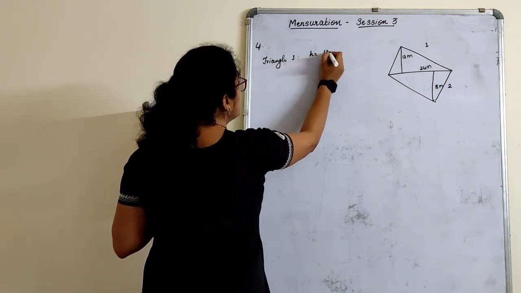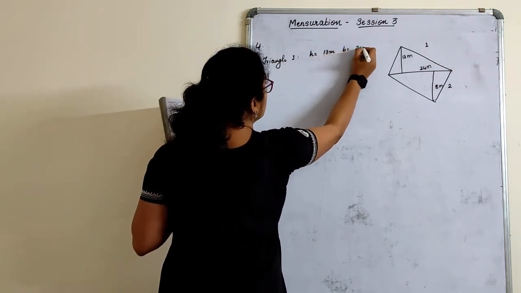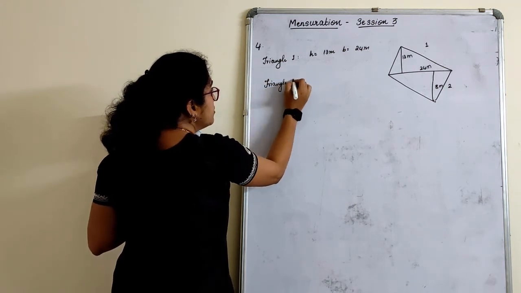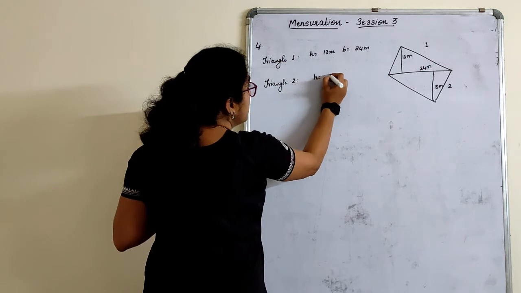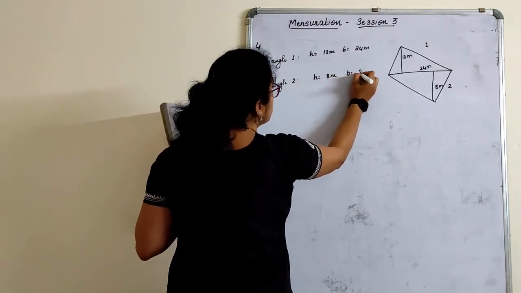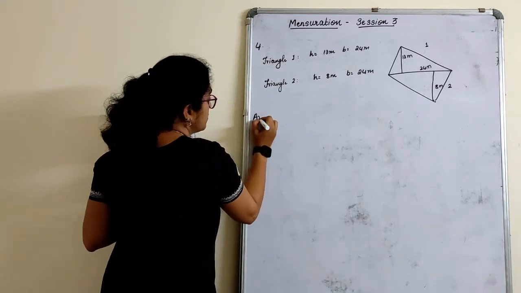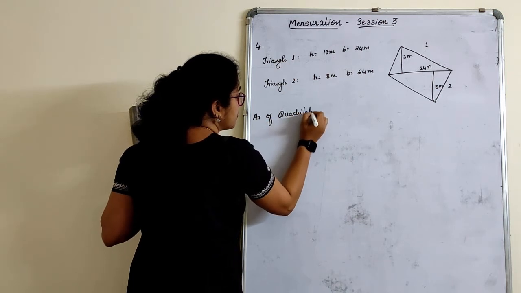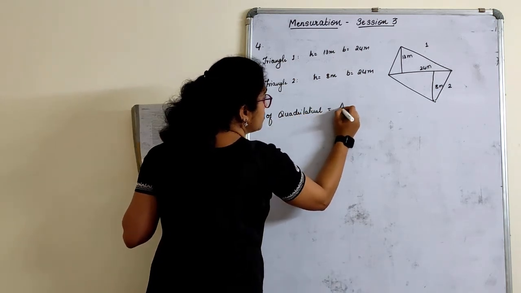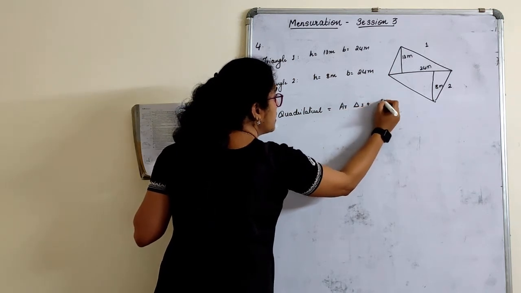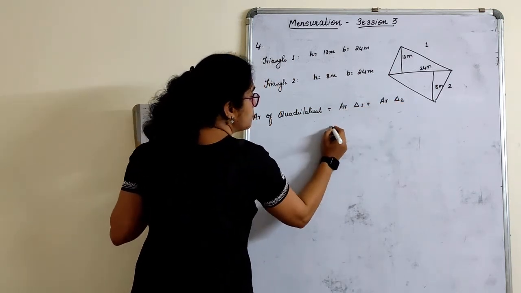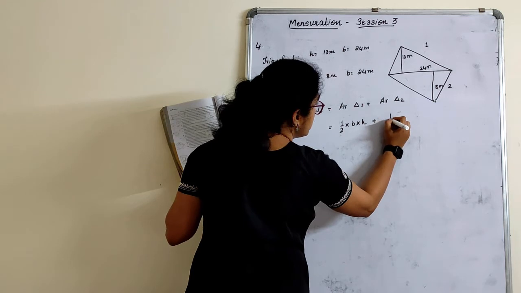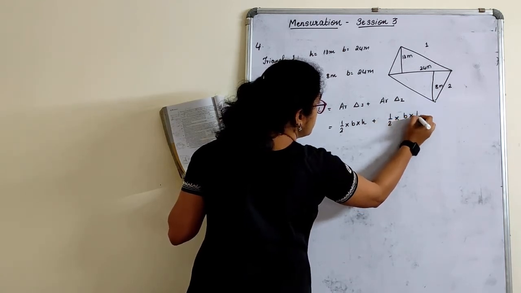height h is equal to 13 meter, base is equal to 24 meter. In triangle 2, this is just for our assumption given, height is equal to 8 meter and base is equal to 24 meter. Area of quadrilateral is equal to area of triangle 1 plus area of triangle 2. So here I write half into base into height plus half into base into height.